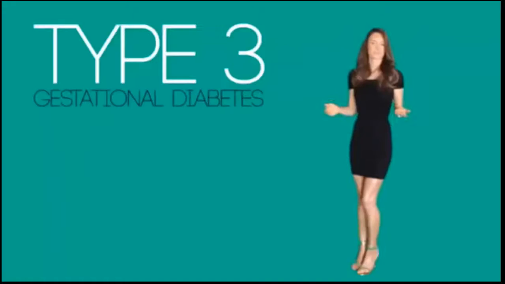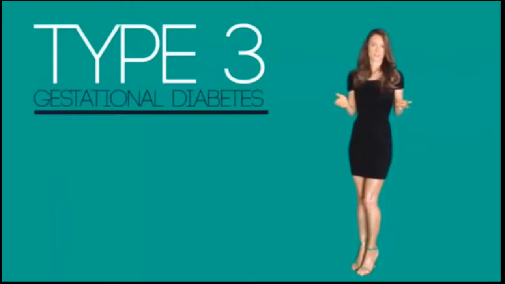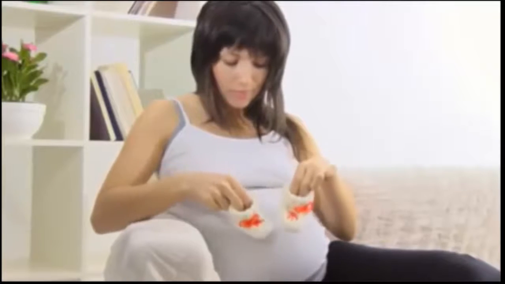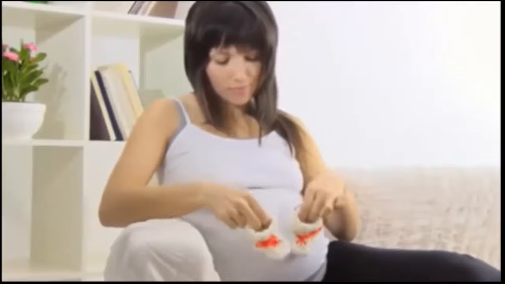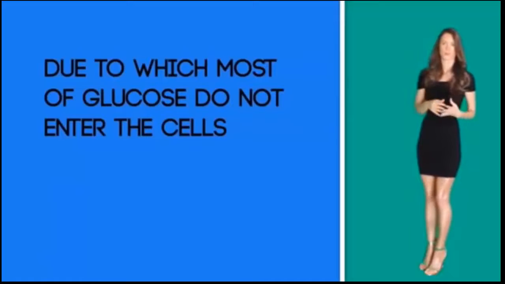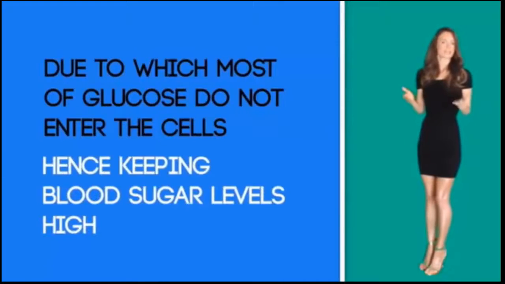Type 3 diabetes. This is called gestational diabetes and is the third type. Gestational diabetes occurs during pregnancy in females. In some women, the concentration of glucose in the blood is relatively high and their bodies do not produce sufficient insulin, due to which most of the glucose does not enter the cells, hence keeping the blood sugar levels high.